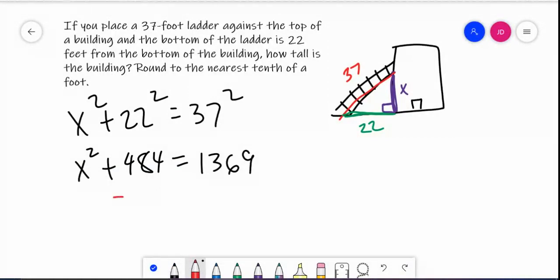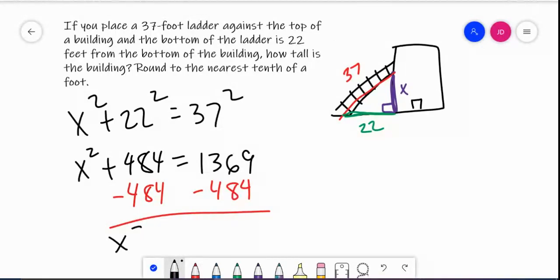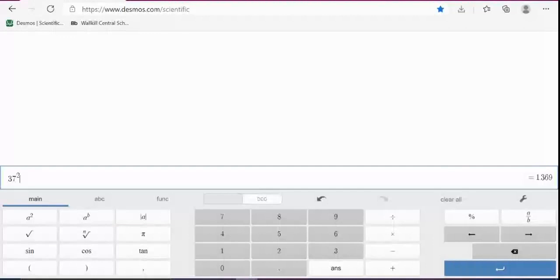I'm going to minus 484 from both sides. And I'm going to get x squared is 1369 minus, what is it, 484? 885.